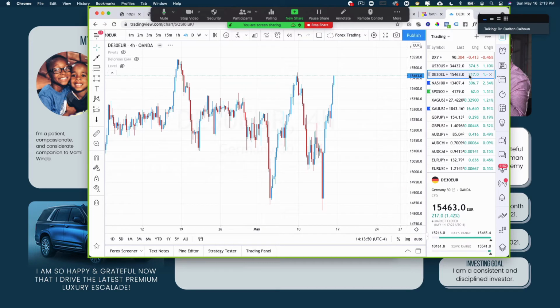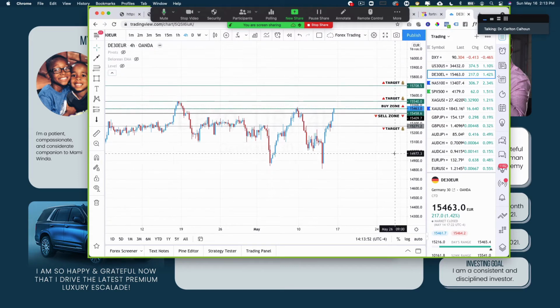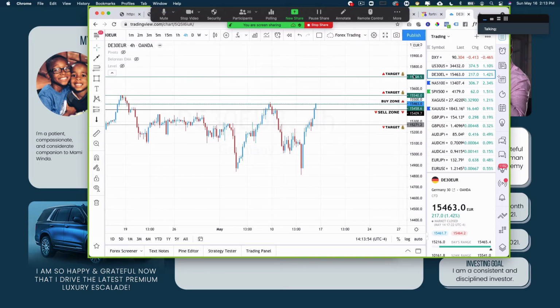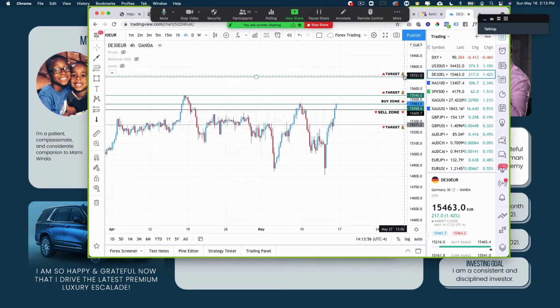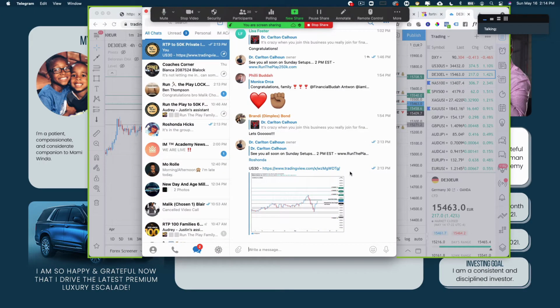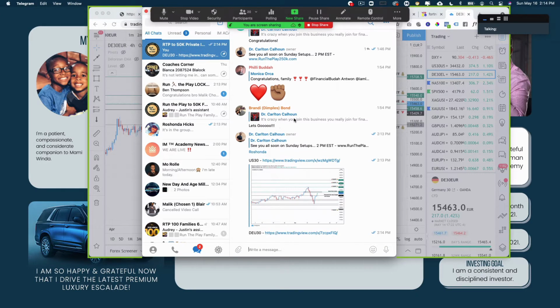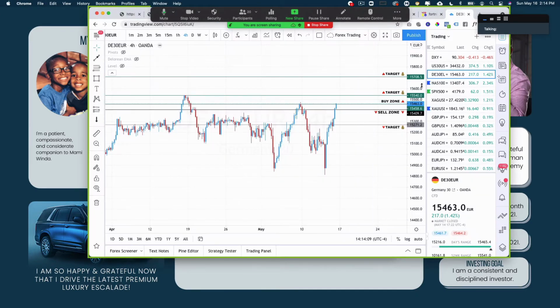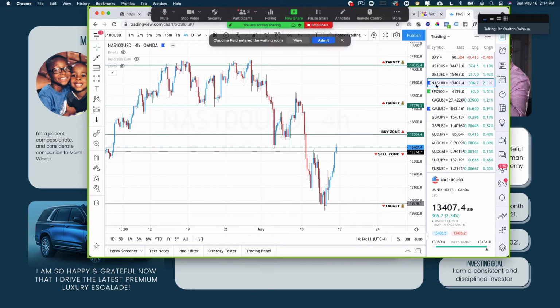All right, German 30. Already marked this one up. So I'll just drop it in the chat. I think I marked up Nas too. Yep.